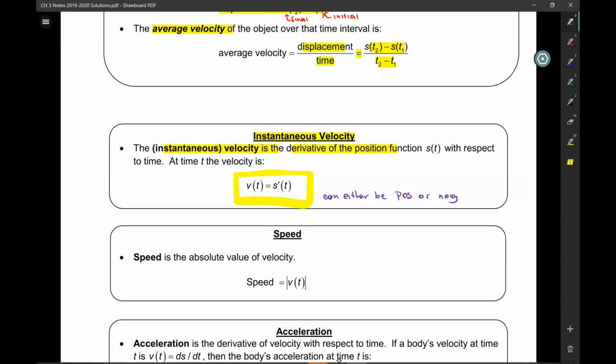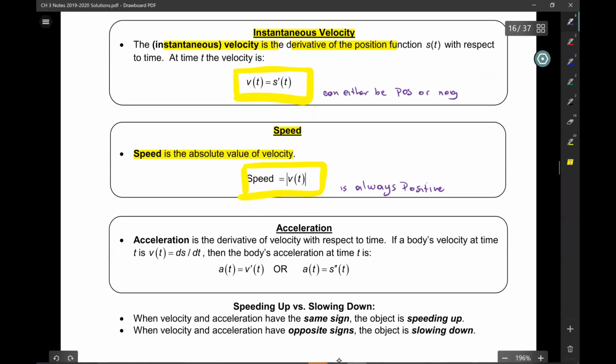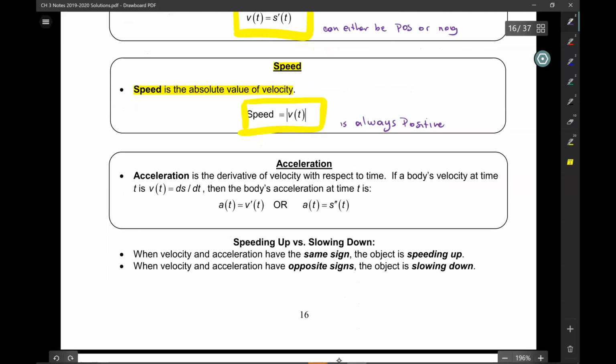Now, speed is the absolute value of the velocity. So do you see the difference? You find v of t, then you take an absolute value, that's speed, and speed is always positive. It's like length. It's not a vector quantity. How fast are you going? 70. That's it. There's no direction. It's a scalar.